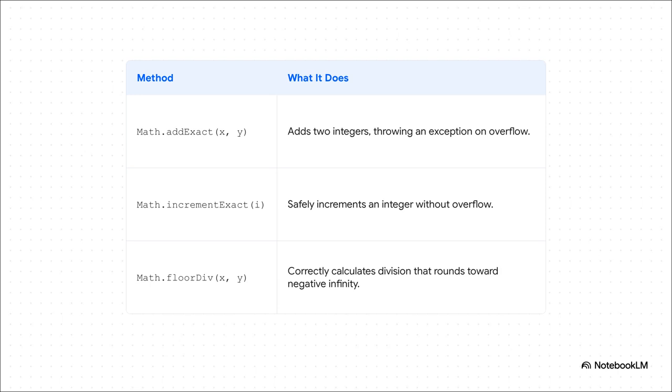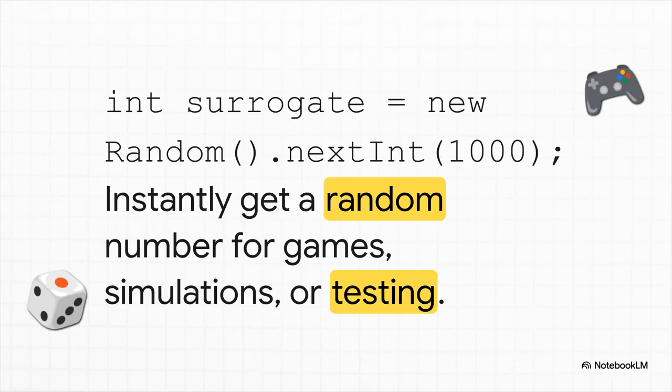If you add two giant numbers and the result overflows, a normal plus sign might just give you a weird negative number, a bug that's super hard to find. But addExact will throw an error, telling you exactly what went wrong. And floorDiv handles negative number division properly, which fixes another classic, subtle source of bugs. Now, not every utility is purely static. The Random class, for instance, you do have to create an object first using new. But once you've got it, you can just ask it for a random number whenever you want. It's another powerful tool for games, for testing, for pretty much anything that needs a little unpredictability.